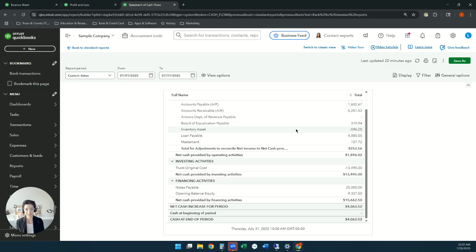So in summary, quick summary, a balance sheet is a snapshot of what the business has and owes. The profit and loss shows if the business is earning or losing money, and the cash flow tells you if there's enough cash available right now. So using all three of these reports and the information they provide together can give you a complete financial picture of where your business stands right now.